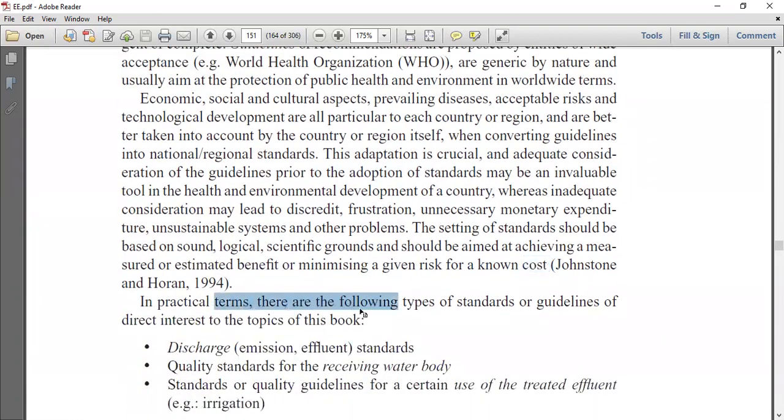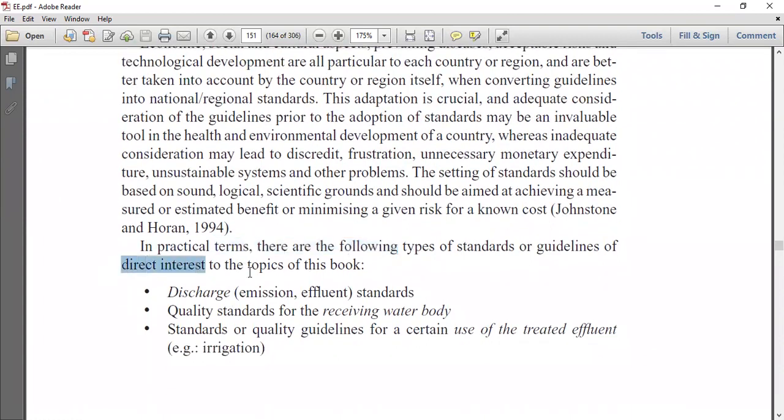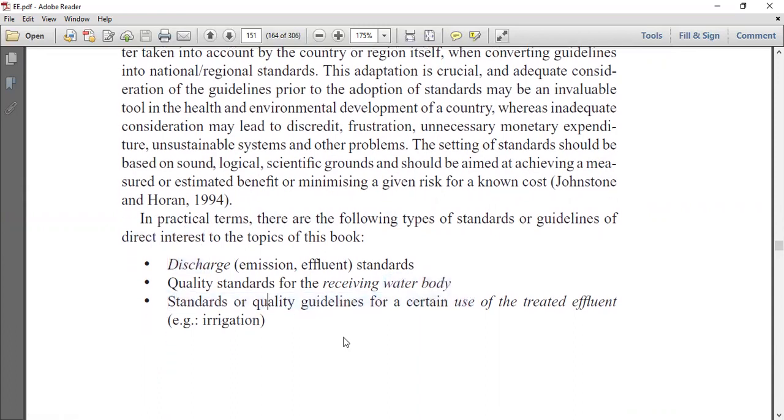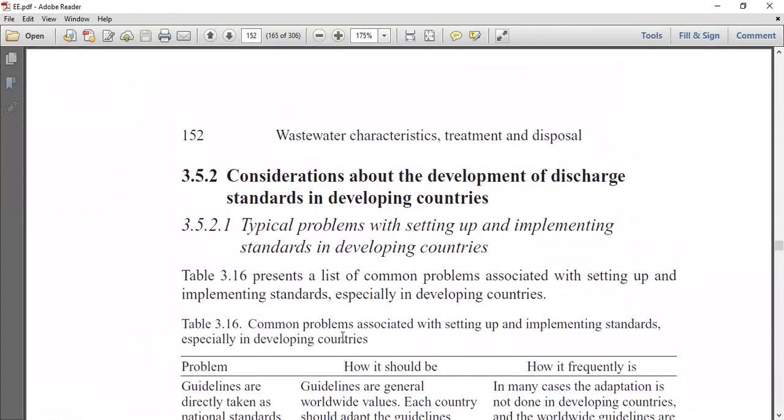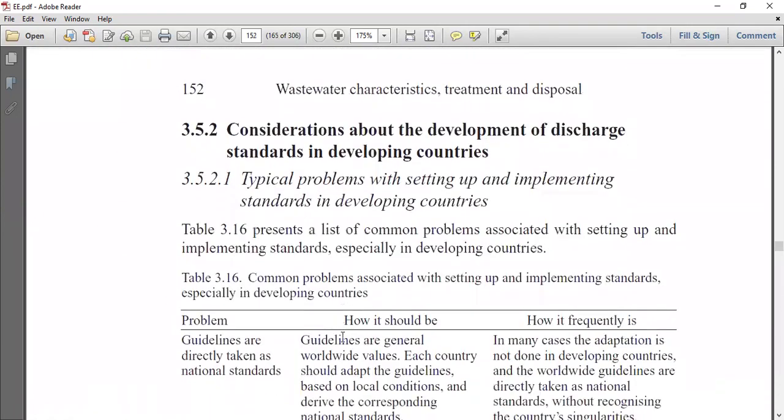In practical terms, there are the following types of standards or guidelines of direct interest in this topic: first, the discharge quality standard of the receiving water bodies, and second, a standard or quality guidelines for a certain use of the treated wastewater.